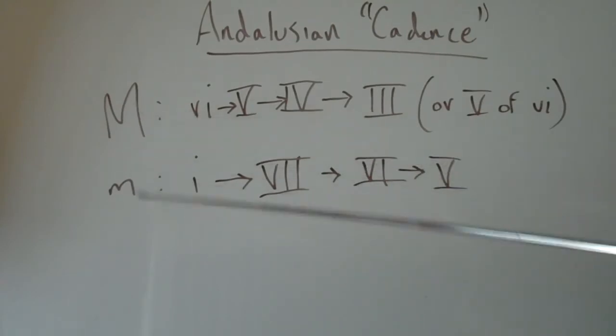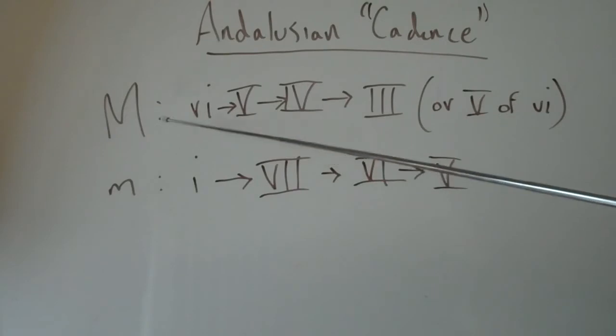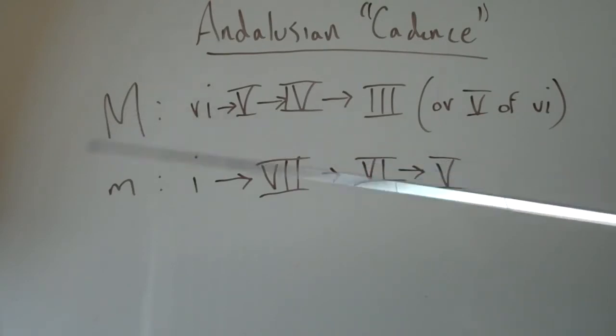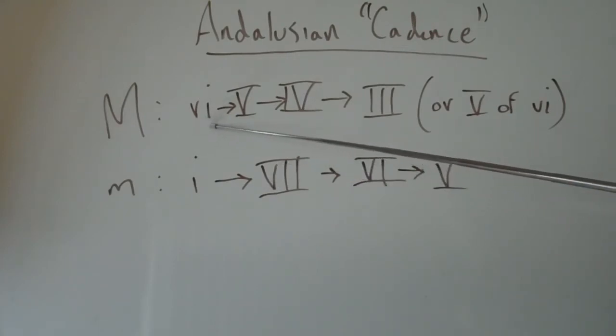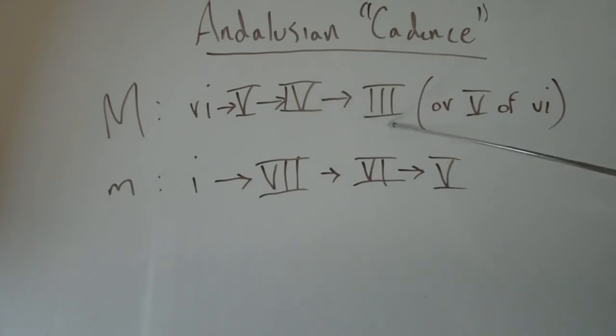So in the two modes, if the key signature, or the context of the key signature, indicates a major mode, it would be the relative minor or the submediant, descending to the dominant, descending to the subdominant, the 4 to the mediant.